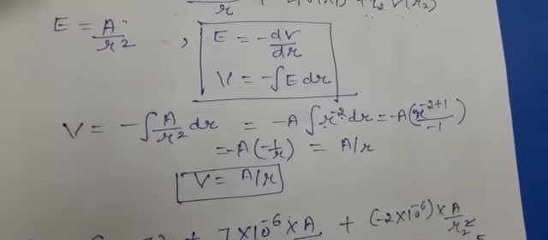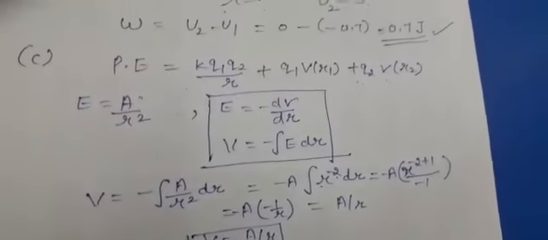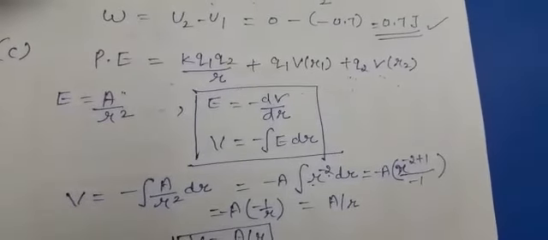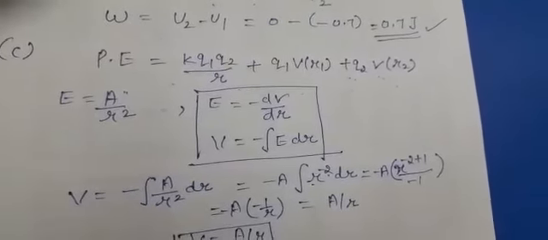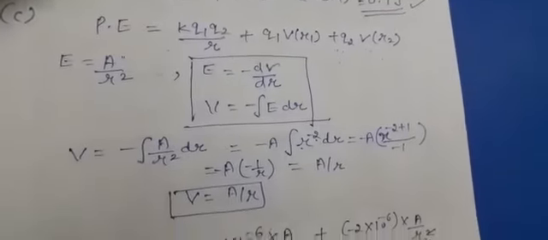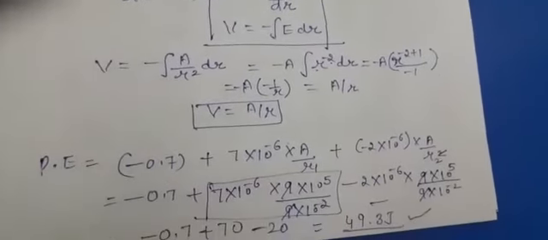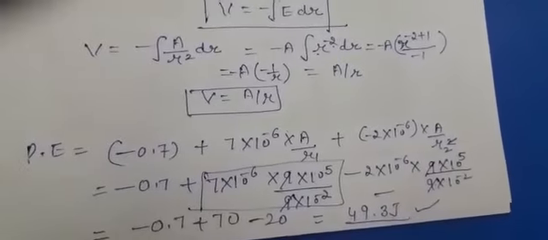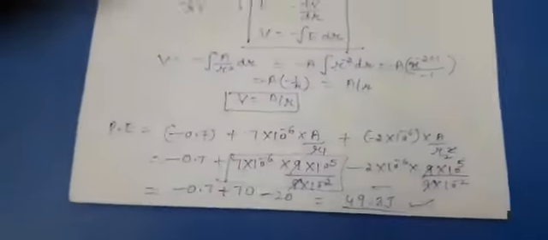Now all the unknown parameters are known to us. Now you will put the values in the potential energy expression in the external field. When you substitute these values, the answer will come out to be 49.3 joule.